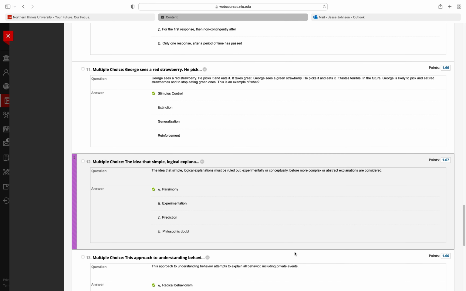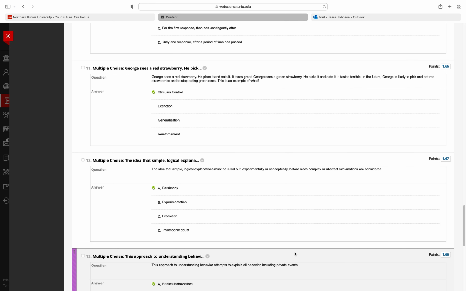This one a few people missed. So George sees a red strawberry. He picks it and eats it. It tastes great. George sees a green strawberry. He picks it, eats it, and it tastes terrible. In the future, George is likely to pick and eat red strawberries and stop eating green ones. This is an example of stimulus control.